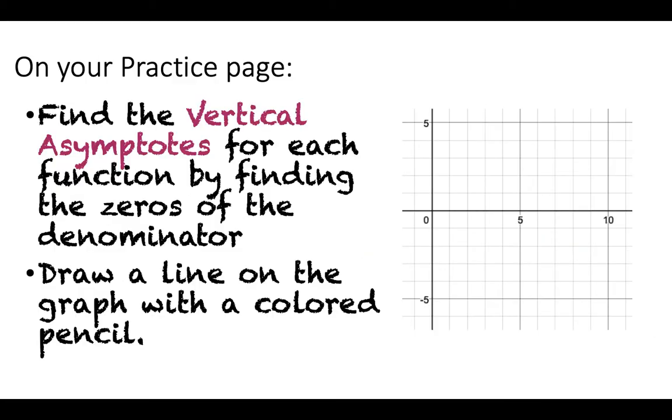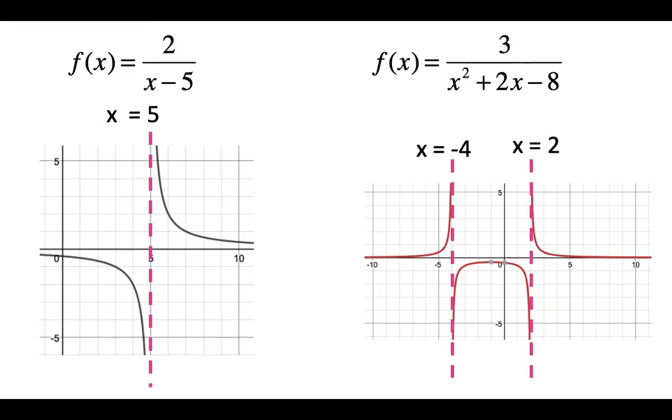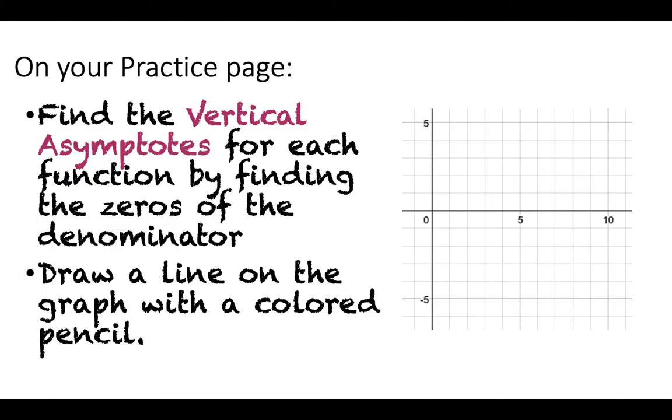Okay, in class, you're going to practice this. So that's what this is for. If you have the practice page in front of you, then I suggest you go ahead and find the vertical asymptotes for each of the functions on that practice page and draw a colored line like these pink dashed ones you see on this page, because that's a starting point for every graph. So I thought we'd go ahead and practice just vertical asymptotes first.